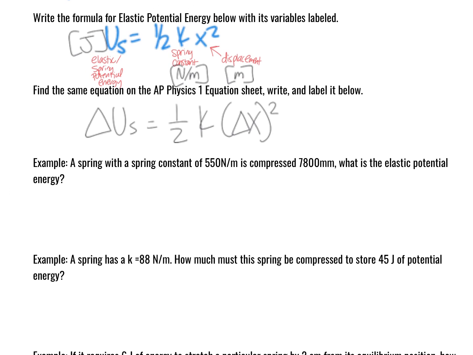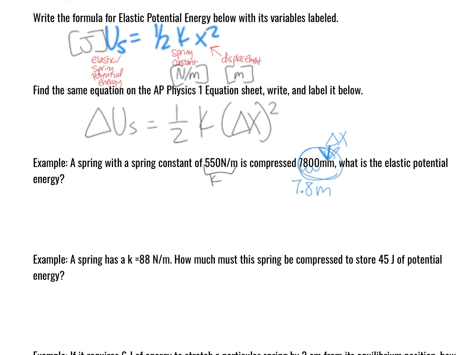A spring with a spring constant of 550 newtons per meter is compressed 7,800 millimeters. What is the elastic potential energy? So it tells me right here, there's my K, that's my spring constant. But I got a problem because they told me how much I'm stretching it. But you should see right here, it is not in meters. That is my delta X, but it's not in meters. So to move it, remember millimeters is 3, so 1, 2, 3. So it's 7.8 meters, which is a really big stretch because 7.8 meters is a lot.